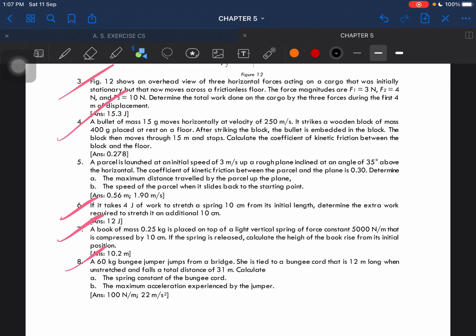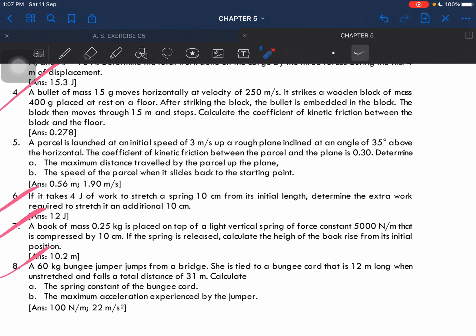Sorry. Okay, so a parcel is launched at an initial speed of 3 meters per second up a rough plane inclined at an angle of 35 degrees above the horizontal. And then it gave us the coefficient of kinetic friction, which is 0.3. Now we have to determine the maximum distance traveled by the parcel up the plane as well as the speed of the parcel when it slides back to the starting point.